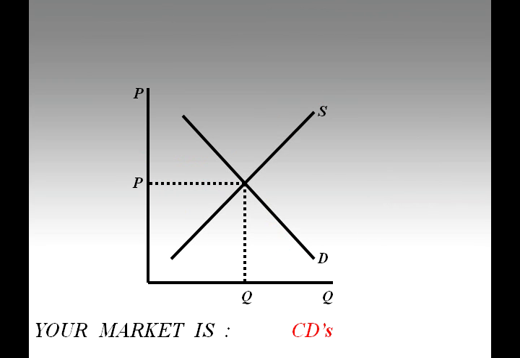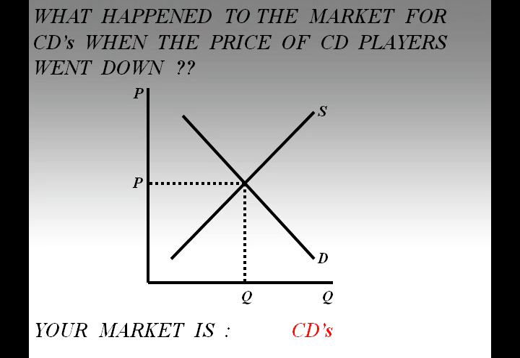The next example uses the market for CDs. You may remember CDs as the way to have your music portable before you were able to download an MP3 file or the like to your cell phone or an MP3 player. The condition or event for the CD market is as such. What happened to the market for CDs when the price of CD players, which were also fairly portable, went down?